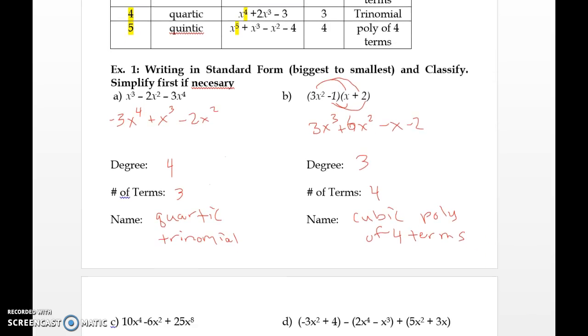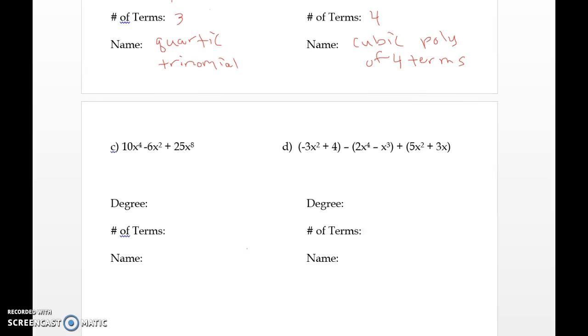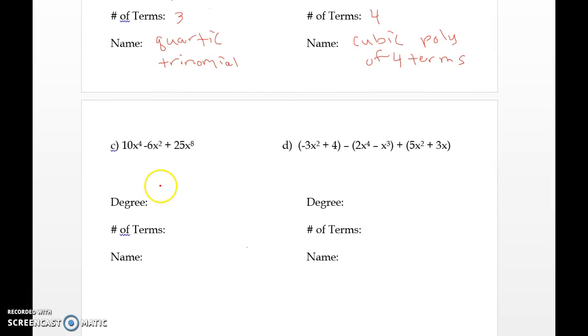We can have some more examples. So C, I have to make sure it's in standard form. That's always your first step. 25x to the 8th plus 10x to the 4th minus 6x squared. My highest degree is 8. My number of terms is 3. So I would call this 8th degree trinomial.